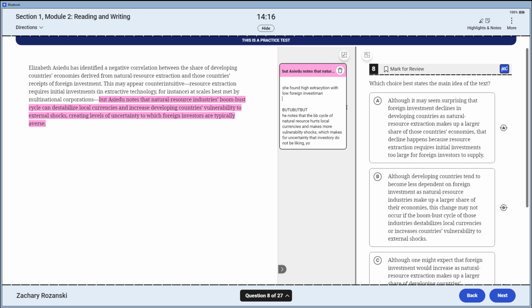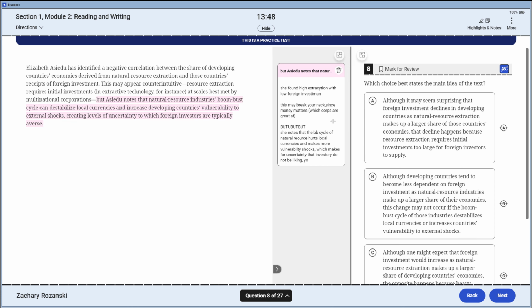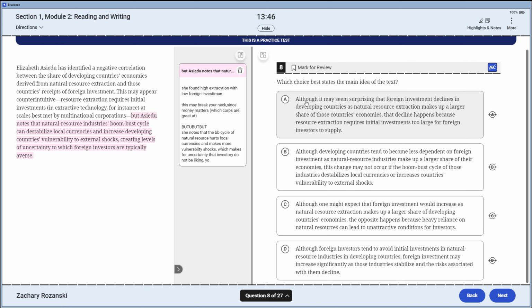This may break your neck. This may break your neck since money matters which funds, which skills, which corps are great at. However, so let me add that. Let me fix that. Good for her. And let's start chewing. Solid investment to the start with, but you see how silly I'm being.